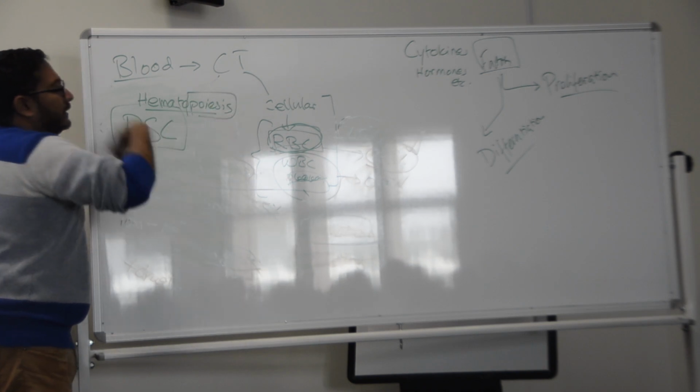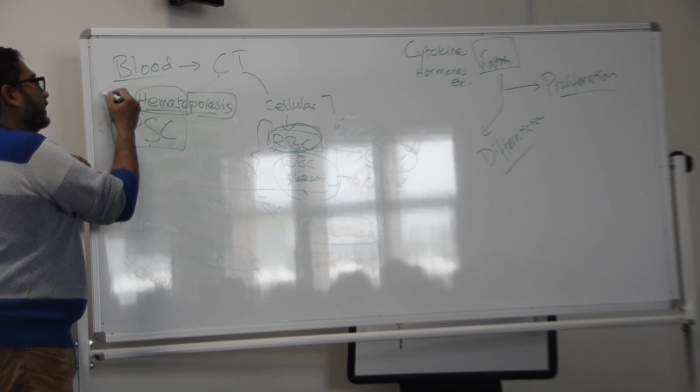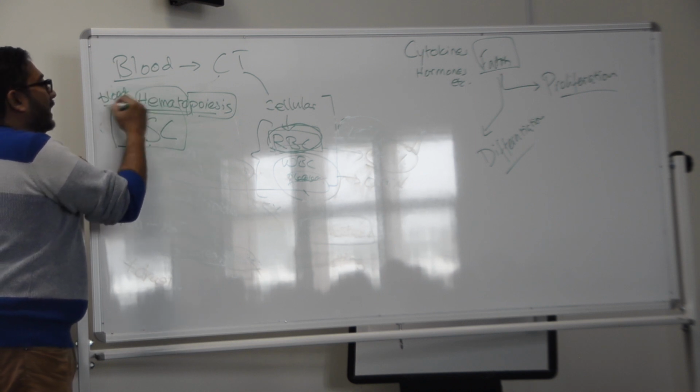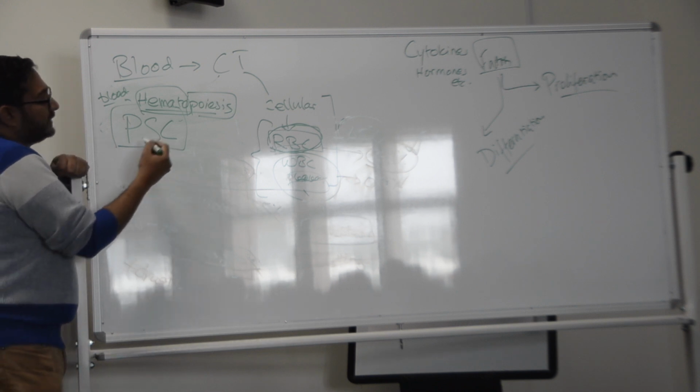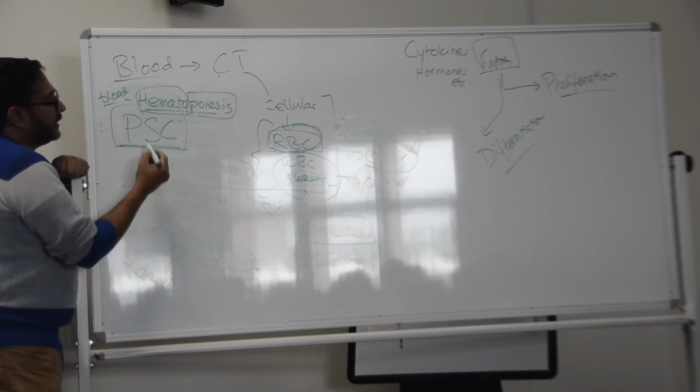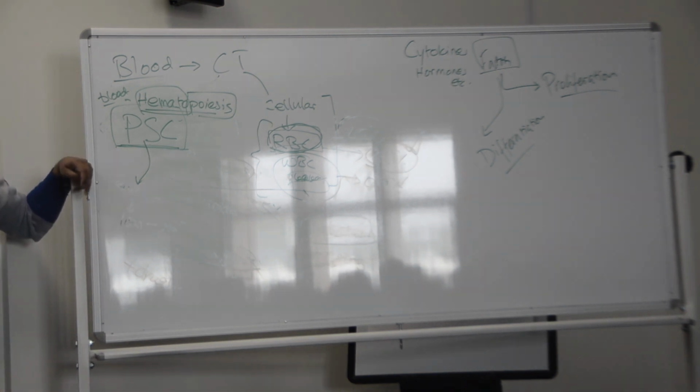Poiesis means development of or giving rise to. Hemato primarily means coming from the blood. So they give rise to the cells of the blood. Why do I say that you have pluripotent stem cells? Because these stem cells can actually also give rise to other organ types.